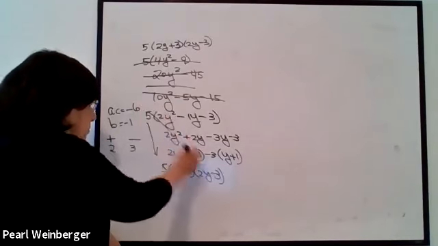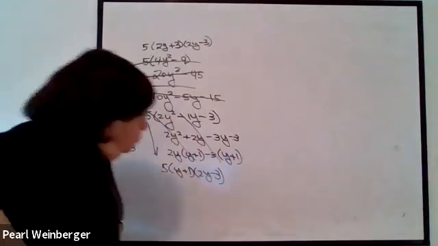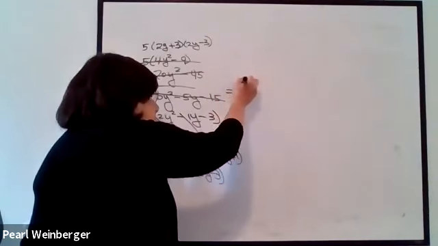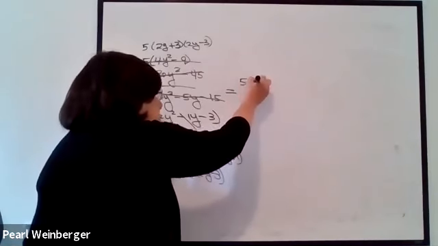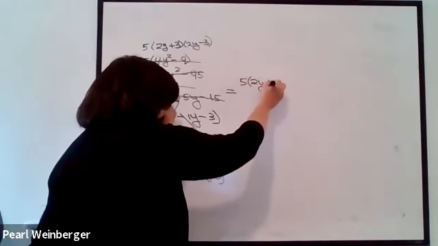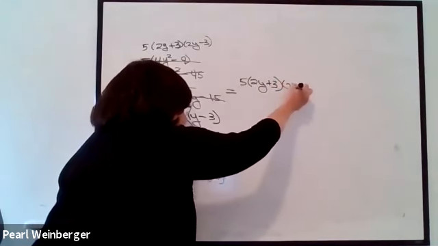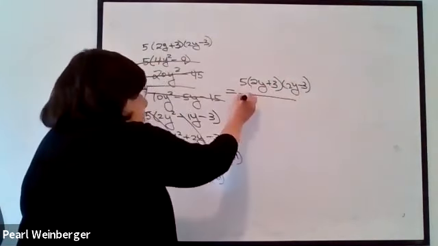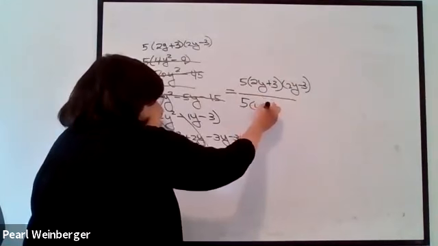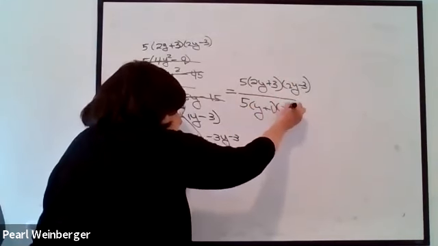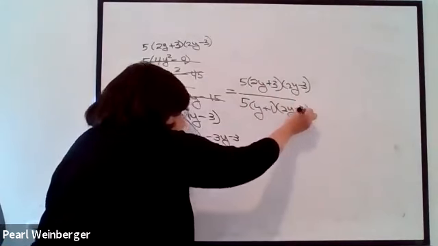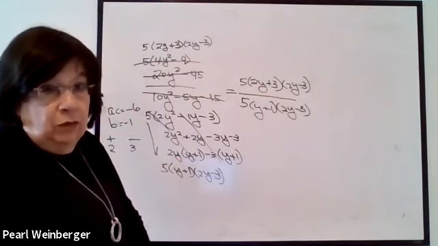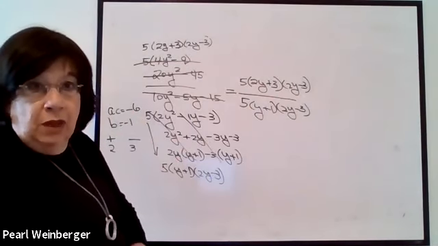So let me just rewrite what we have now. After I finished factoring, I have a 5, a 2y plus 3, and a 2y minus 3 in the numerator. And in the denominator, I have a 5, a y plus 1, and a 2y minus 3. And now that it's completely factored, I can now cancel out the like factors.